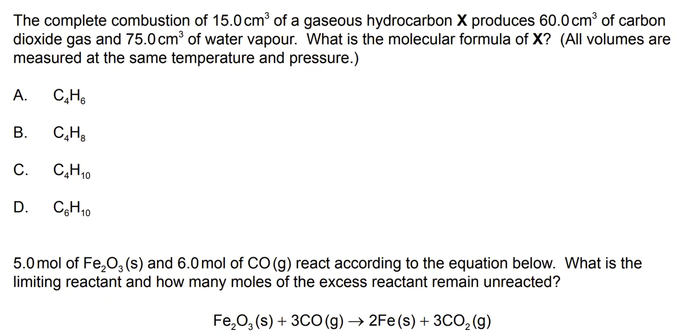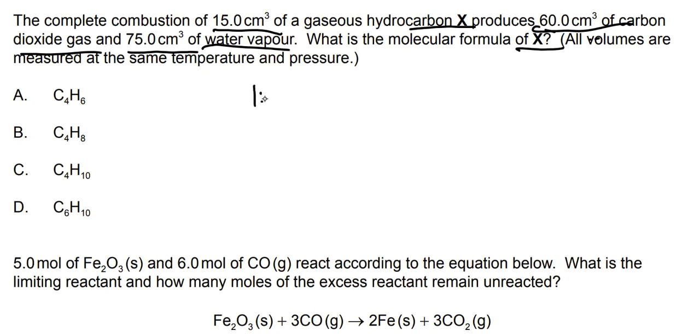The complete combustion of 15 cubic centimeters of gaseous hydrocarbon X produces 60 cubic centimeters of carbon dioxide gas and 75 cubic centimeters of water vapor. What is the molecular formula of X? All volumes are measured at the same temperature and pressure. So if it is the same temperature and pressure, we can assume that the volume is directly proportional to the actual number of moles.